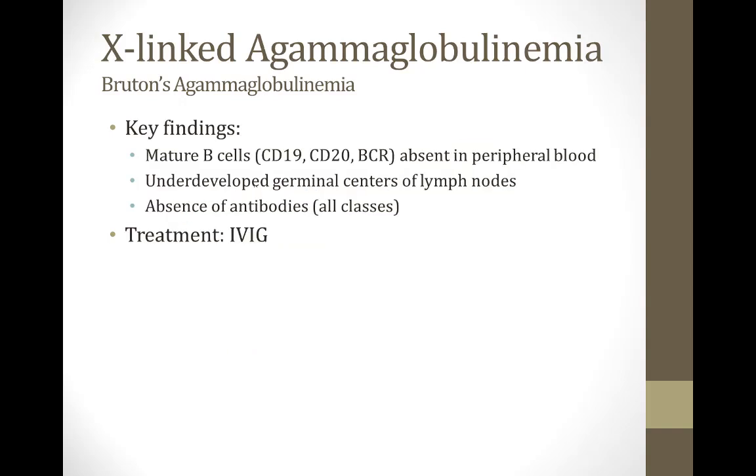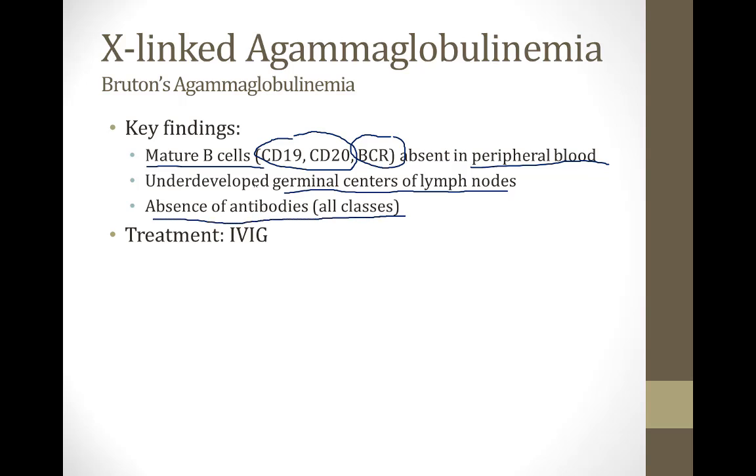Key findings in support of this diagnosis include an absence of mature B cells in the peripheral blood. Mature B cells have CD19 and CD20 on their surface. They also have the B cell receptor, and cells like this will be missing in the peripheral blood. There will be underdeveloped germinal centers in the lymph nodes. Recall that the germinal centers are where the B cells live, and these will be obviously underdeveloped in this condition. And then finally, there'll be an absence of all classes of antibodies.